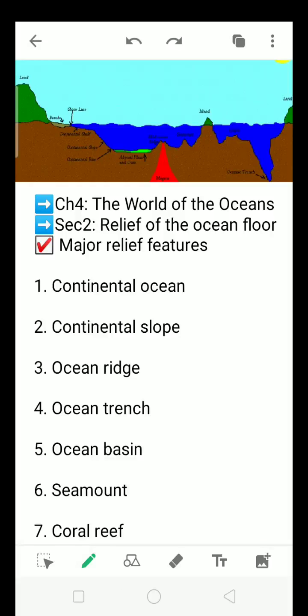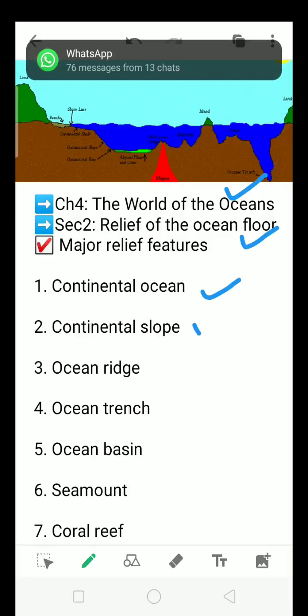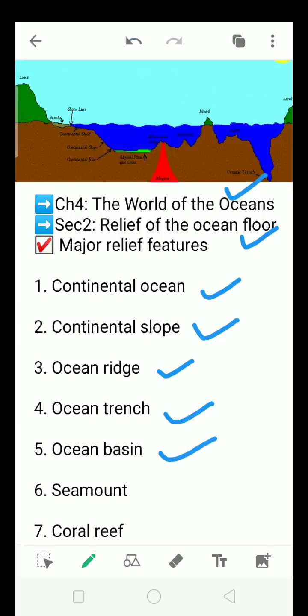So students, today we will continue our chapter 4, the world of the oceans, and we will read its section 2, relief of the ocean floor. Like the land surface, the floors or beds of seas and oceans are rocky and have a variety of relief. So they have major relief features like continental shelf, continental slope, ocean ridge, ocean trench, ocean basin, seamount, and coral reef.